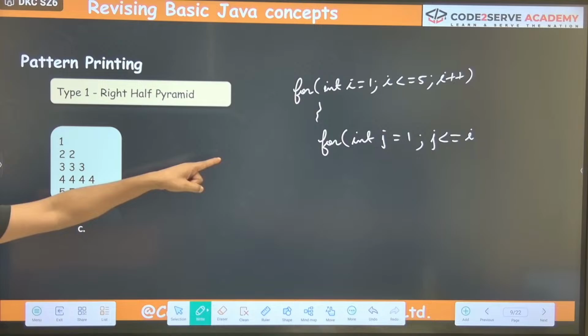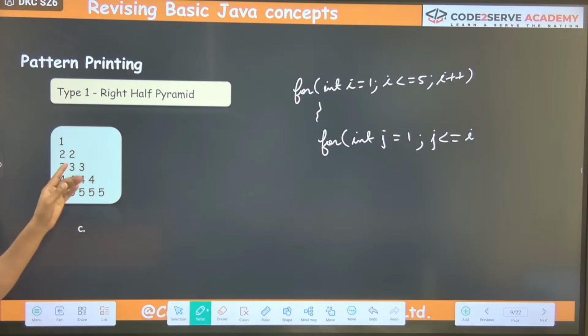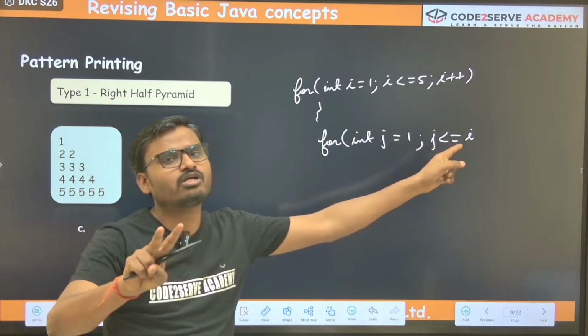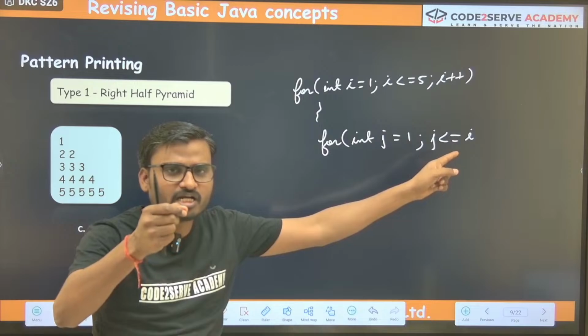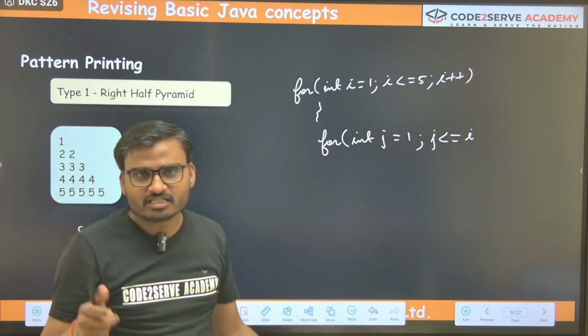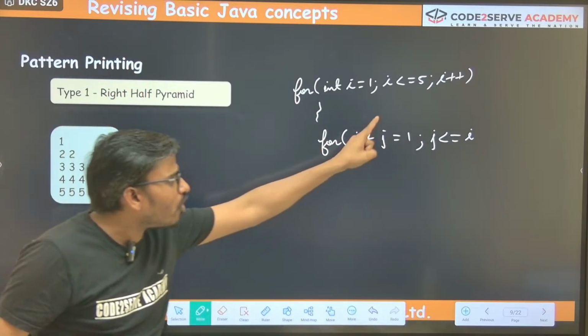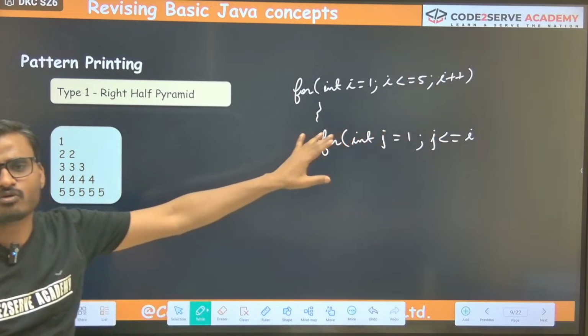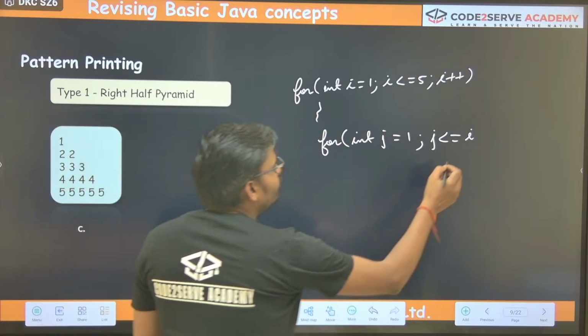How are you approaching this logic? You have to think: for each row, how many columns do I have to print? For row number 1, 1; for row number 2, 2. That means j should be less than or equal to i. The j value should terminate when it reaches the value of i, that is the row number. That means this condition will always come, j less than or equal to i. Now j plus plus.